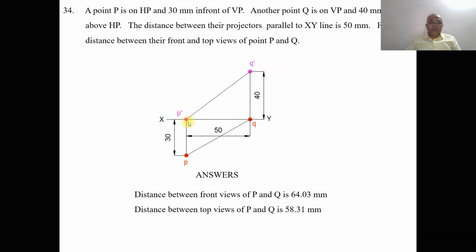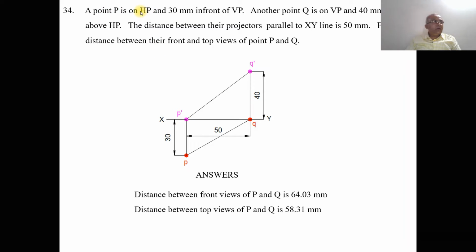wherein earlier we found out the distance between the top views, and in the second one we found out the distance between the front views. Now we need to find out the distance between both the front views and top views. So to do that, first we're going to draw the XY line, and since he says a point capital P is on HP, obviously that should be on XY line.